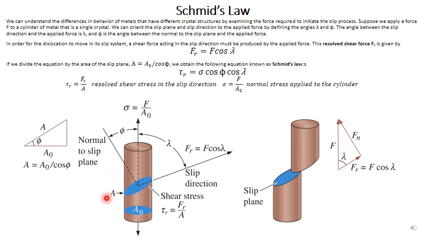Schmid's law applies when a tensile stress, for example, this one is a tensile axial force, is applied on a single crystal material, like this cylinder. This cylinder is a single crystal material, and a tensile force is applied here. The cross-section area of this single crystal is A naught. Thus, the axial force causes stress, which is F over A naught.